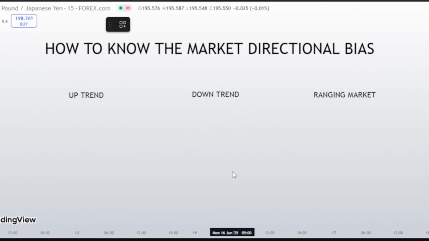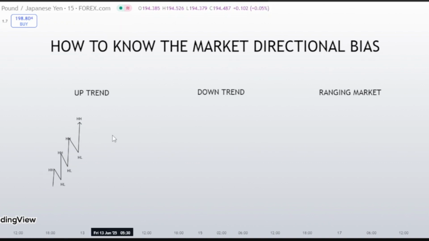So uptrend is basically the market creating a series of higher highs, higher lows, higher highs, higher lows, and higher high. So this is what we know as uptrend. The market creates a series of higher highs and higher lows.